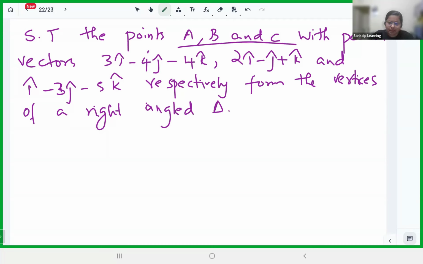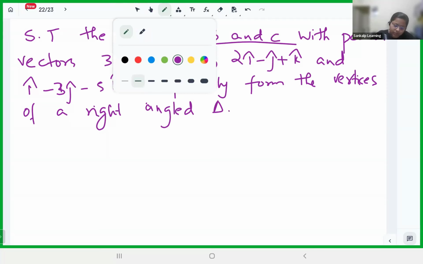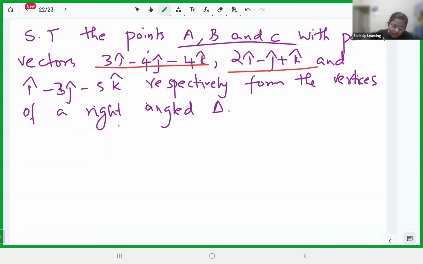So these are the points A, B, C, and their position vectors are given here: 3i minus 4j minus 4k, 2i minus j plus k, i minus 3j minus 5k. It forms the vertices of a right angle triangle. And what is the peculiarity of a right angle triangle? One angle is 90 degrees, isn't it?